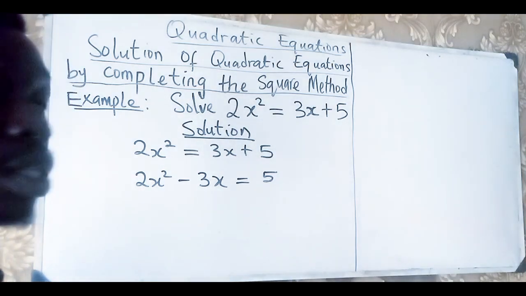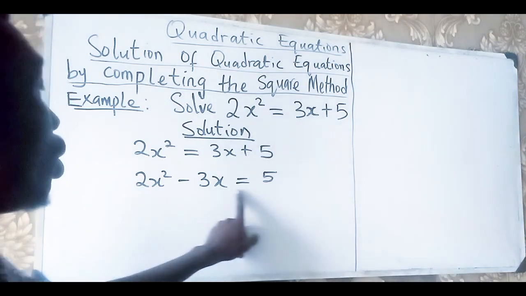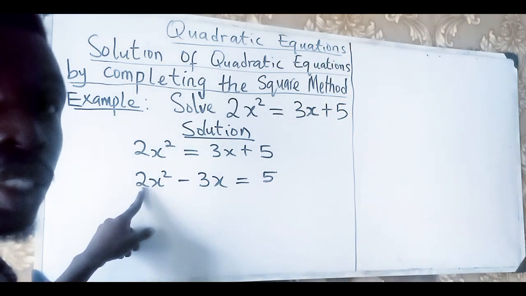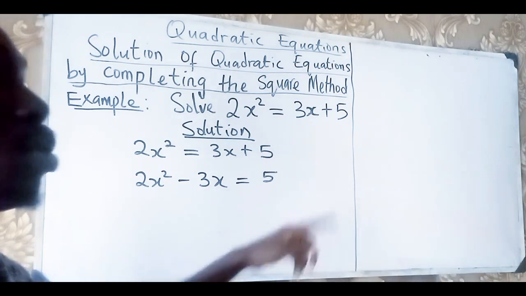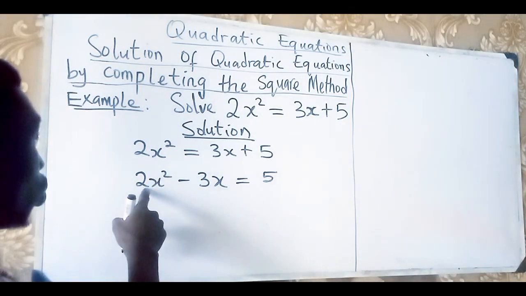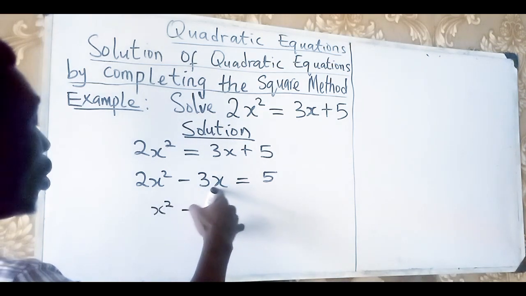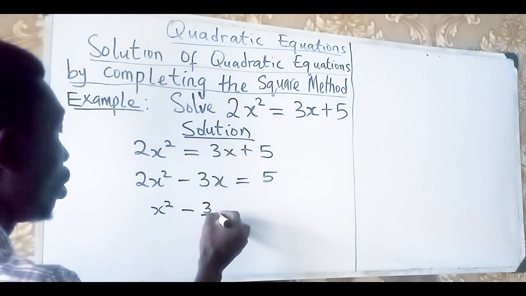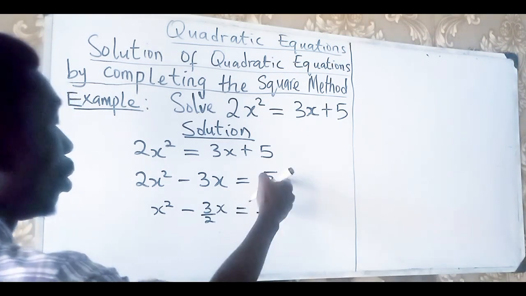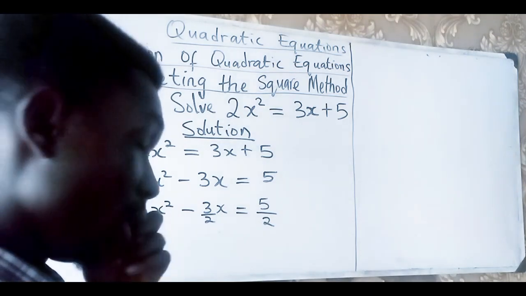Very easy. The next thing we need to do is to divide through this equation by the coefficient of x squared. The coefficient of x squared in this equation is 2. So we are going to divide through by 2. 2x squared divided by 2 gives us x squared, minus 3x divided by 2 gives us minus 3 over 2 x, equals 5 over 2. So 5 also will be divided by 2. These divide through everything in the equation.